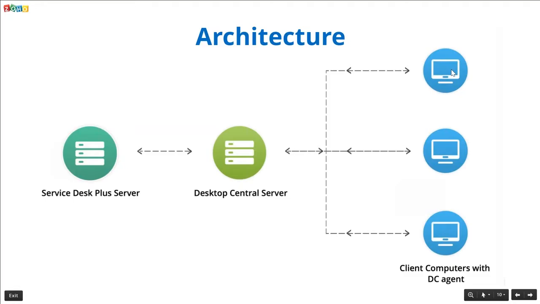In the same way, when you send the asset information from the client computers, the data will be posted to Desktop Central server, and Desktop Central server will update all the information to ServiceDesk Plus server. So basically what happens is Desktop Central server creates an XML file and puts it on the ServiceDesk Plus product, and ServiceDesk Plus product will read all the information from the XML file and put it in the CMDB.